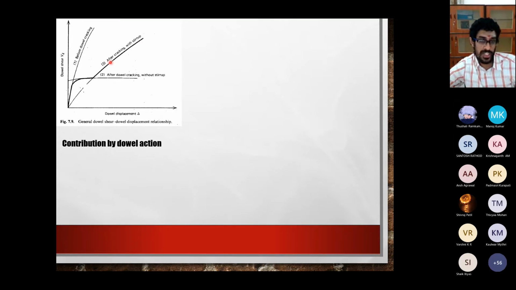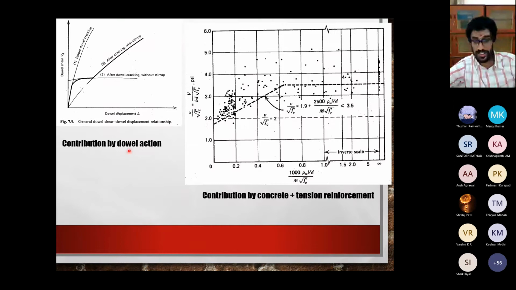So once you give a stirrup or shear reinforcement, you see that your dowel shear force will keep increasing just like what is shown over here. And once it cracks, the shear reinforcement starts taking the shear force, and we have a further gain in the strength. And of course, when you do not have any cracking of the dowels at all, then you just keep taking a lot of force. So this is the contribution by dowel action. You can just see the gain which is obtained.